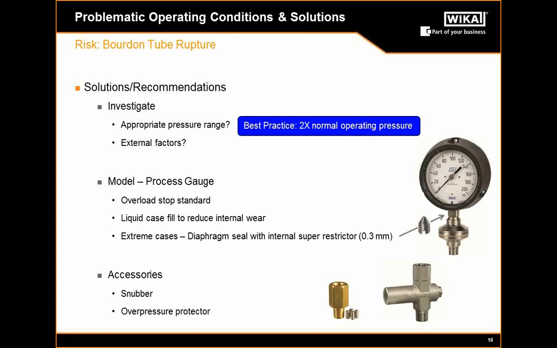The liquid case fill is going to reduce internal wear on the gauge, and that's going to lubricate those parts so that they don't wear out and more quickly fail. Finally, in extreme cases, you can use a diaphragm seal with a super restrictor to really slow down the flow of that media and prevent the pressure spikes from being so damaging to the gauge's internals. We also offer snubbers and overpressure protectors if that would help with your specific application.